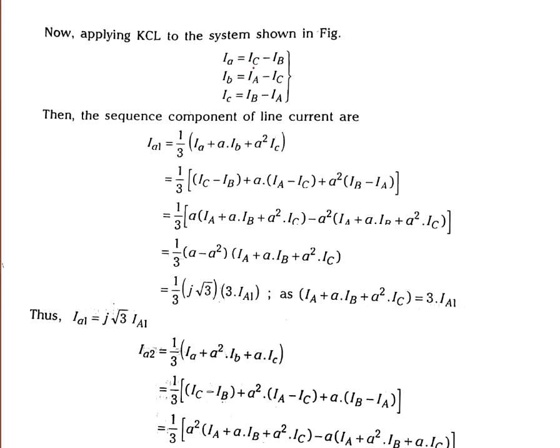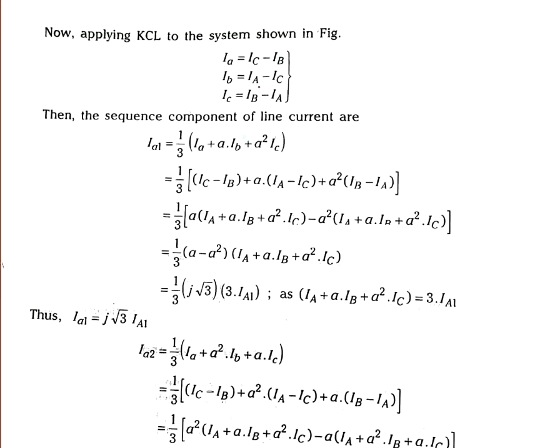If I want only IA and I have symmetrical components, at that time I will get IA0 plus A square IA1 plus A IA2. But here it is symmetrical components in terms of phase voltage, and symmetrical components in terms of line components. So here IA1 is the positive sequence component of my line current: 1 by 3 (IA plus A IB plus A square IC). Now, what is IA? We have derived it from KCL. So IA is IC minus IB.